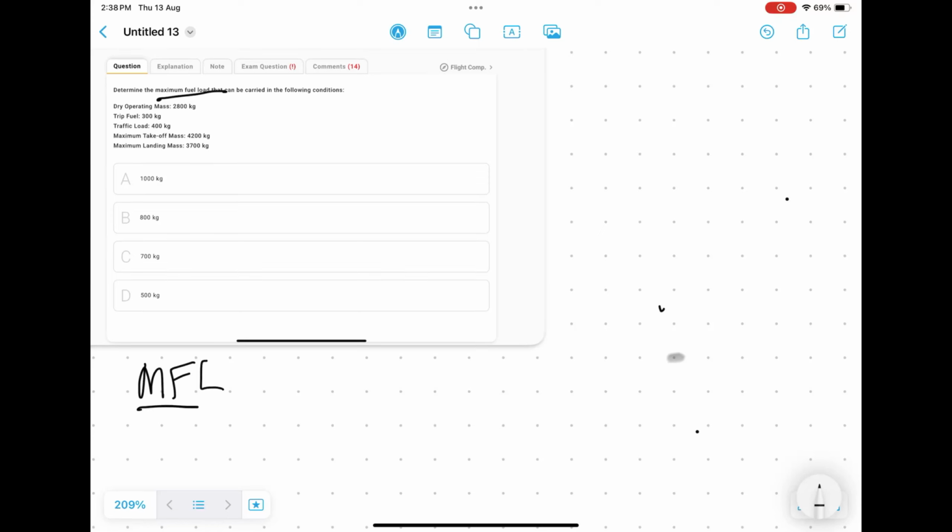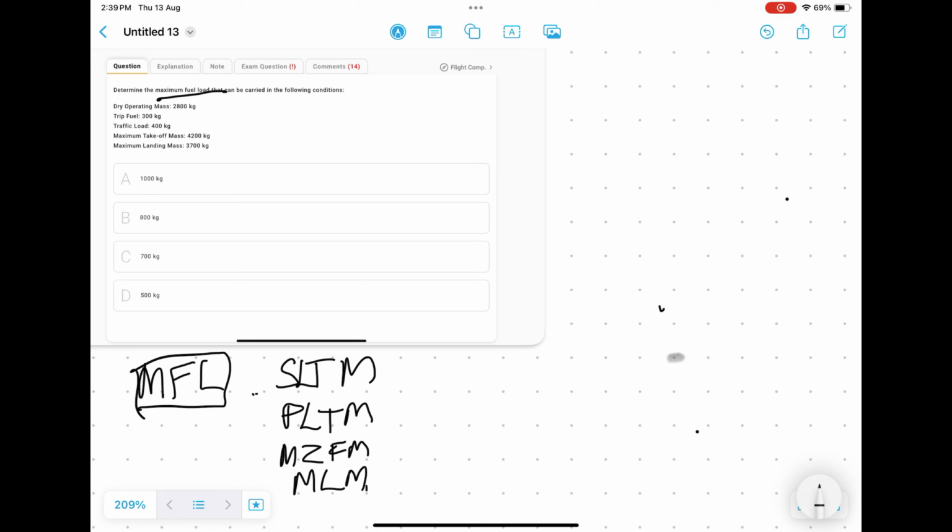Hello there, in this question we need to find the maximum fuel load. To find the maximum load, first we need to find the maximum takeoff mass. Now the takeoff mass can be limited by structure limited takeoff mass or performance limited takeoff mass or maximum zero fuel mass or maximum landing mass.